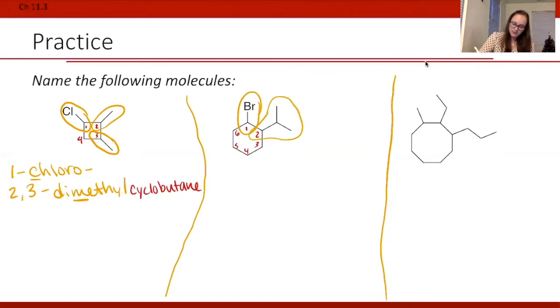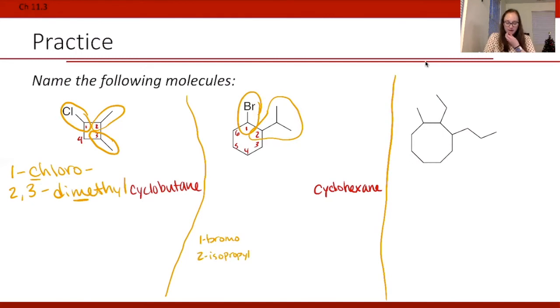Our base name is therefore cyclo, that's not how you spell cyclo, C-Y-C-L-O, hexane. And then our substituents that we have on here, I'm going to try and make it fit, I promise. We have 1 bromo, and we also have 2 isopropyl.